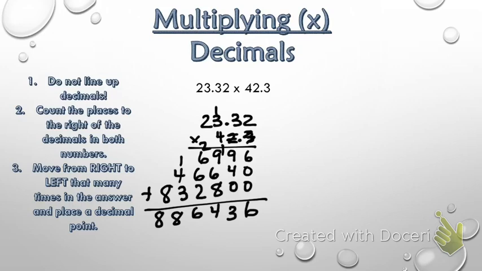Now you're going to decide how many you have behind the decimal. You have 1, 2, 3 numbers behind the decimal, so you should have 1, 2, 3 behind your decimal in your answer. So for our answer, we'll get 886.436.